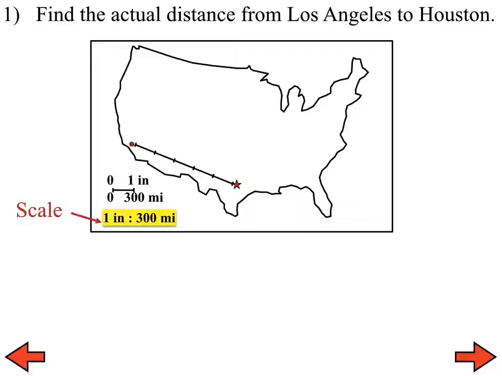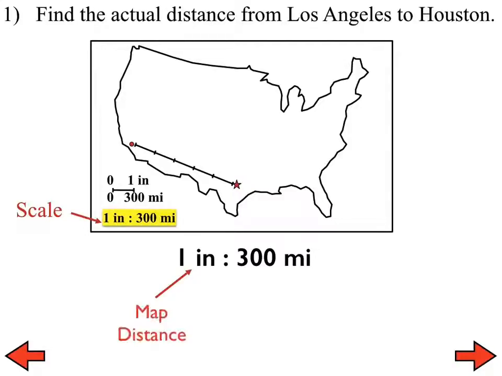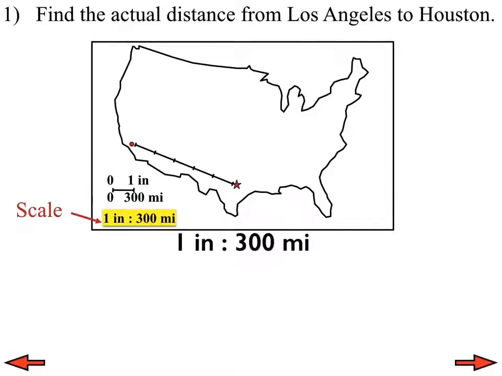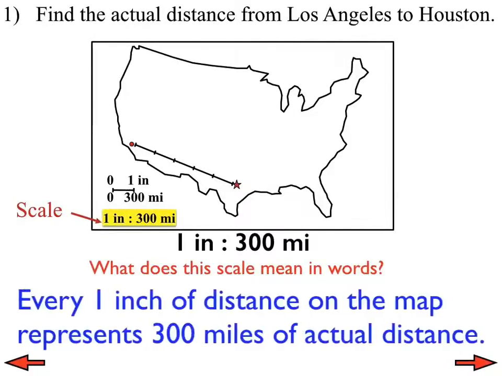And I can count using a ruler that from LA to Houston, this is 5 inches. Okay? So again, in real life, it's 300 miles, 1 inch on the map. Go ahead and write this down. The map distance is the small one, obviously. The real distance is the 300 miles. And what the scale means in words is that every inch on the map represents 300 miles of actual real life distance.